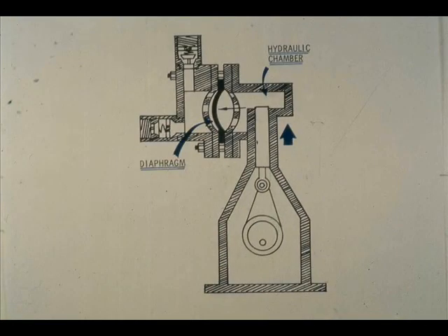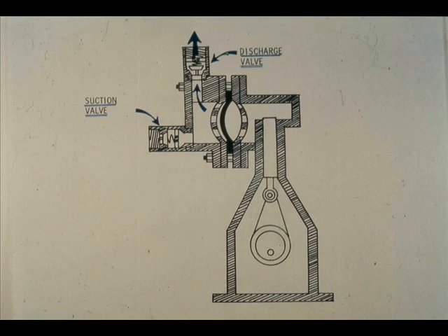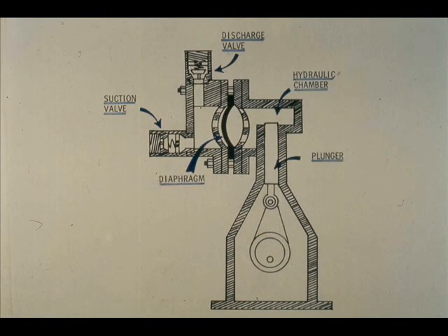The forward stroke of the plunger flexes the diaphragm forward, reducing the volume of the hydraulic chamber. Pressure closes the suction valve, opens the discharge valve, and forces liquid into the discharge line. Let's look at the major parts again. Plunger, diaphragm, hydraulic chamber, suction valve, and discharge valve.